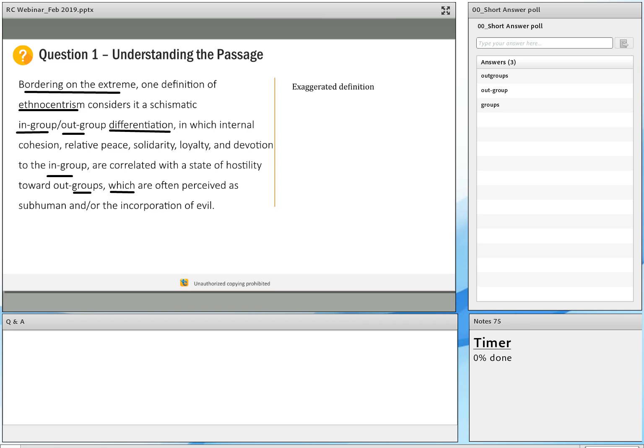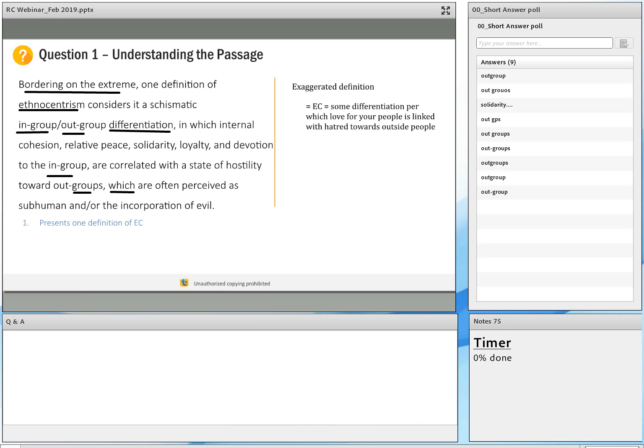Outgroups, yes, the outgroups are often perceived as subhuman and or the incorporation of evil. So when you're reading this, what you're saying is EC is some differentiation as per which love of your people is linked with hatred towards outside people. So just to be super precise over here, this 2-line passage, or rather actually 1-line passage, talks about 3 things.